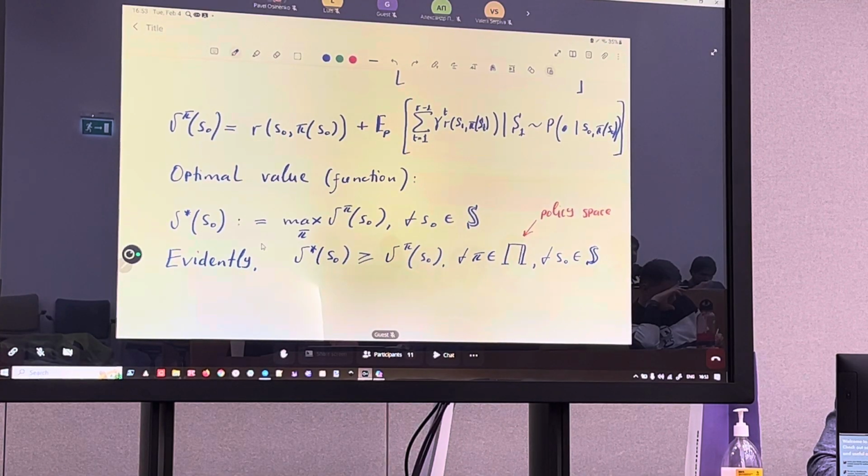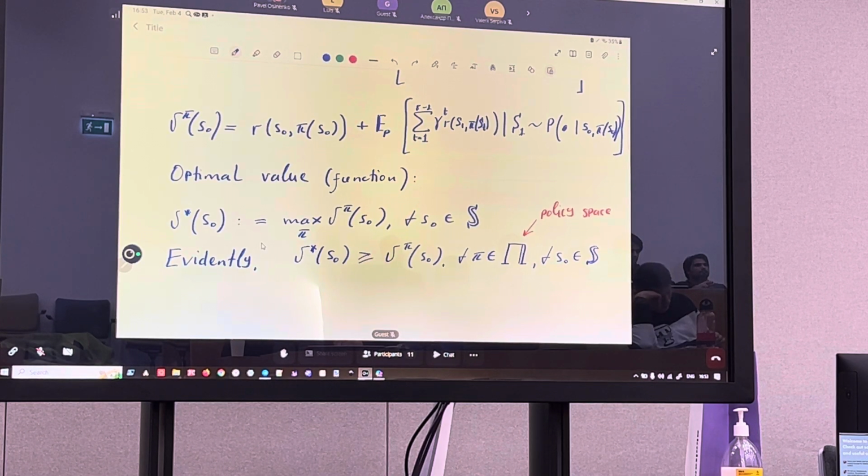So, and after the break, we will derive some interesting properties of the optimal value. Now, as I promised, let me check the depth. Okay?